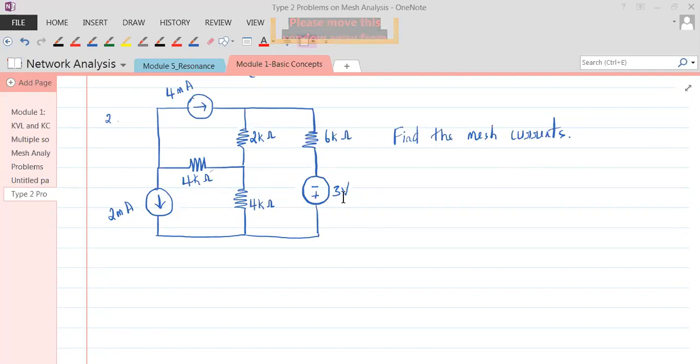Yes. Now, similarly, can you tell me how many meshes are here? 3 meshes. There are 3 meshes. Fine. So 3 meshes means 3 mesh currents. Agree with that? Okay. So let me mark that. Just be there. Let us have discussions.